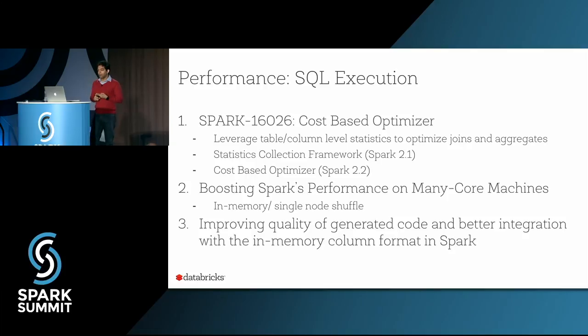Second, we have also been working on boosting Spark's performance on many-core machines, or on single node machines, and as part of it, we are working on an in-memory single node shuffle. And last but not least, there is also a massive effort in improving the quality of the generated code in Spark. This includes better integration with in-memory column formats. So all in all, a wide variety of improvements around the SQL execution engine are going to make their way into Spark 2.2 and 2.3.